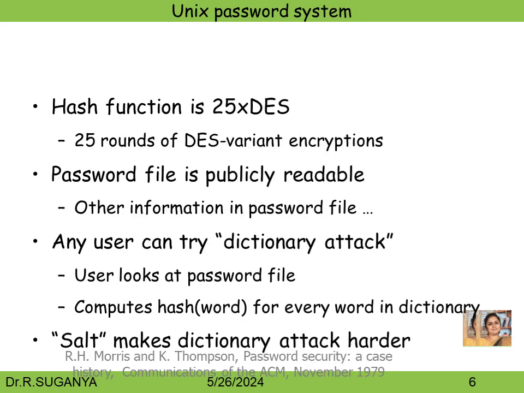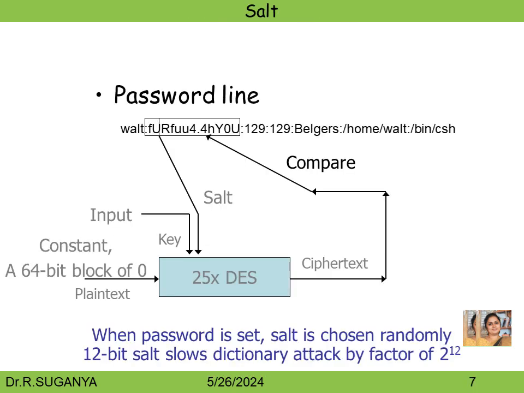The hash function here is 25 rounds of DES variant encryptions. The password file is publicly readable, with other information in the password file. Any user can try a dictionary attack: the user looks at the password file and computes the hash of every word in the dictionary. Salt makes the dictionary attack harder.